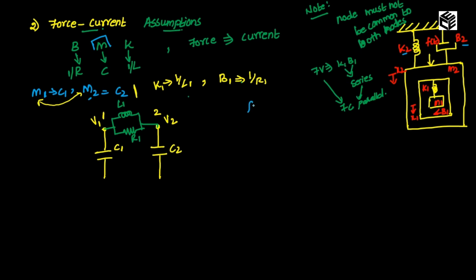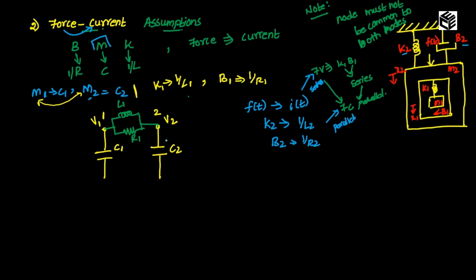As you know, F of t, that is force, is replaced as current. So F of t is replaced as I of t and K is replaced as 1 by L, correct? So 1 by L2, and B2 is replaced as 1 by R2. Okay, so all these three are connected in series for force voltage. So for force current, these will be connected in parallel.